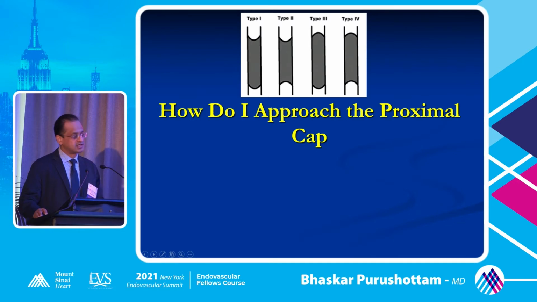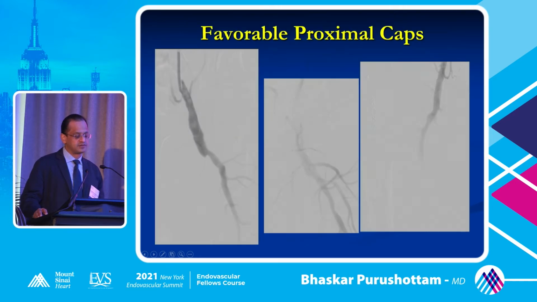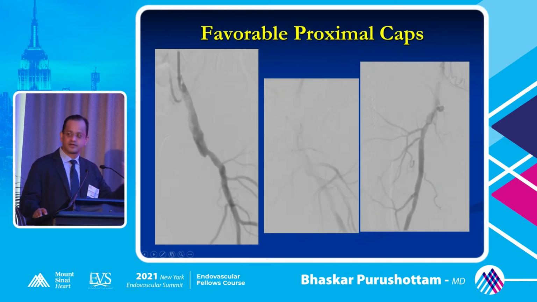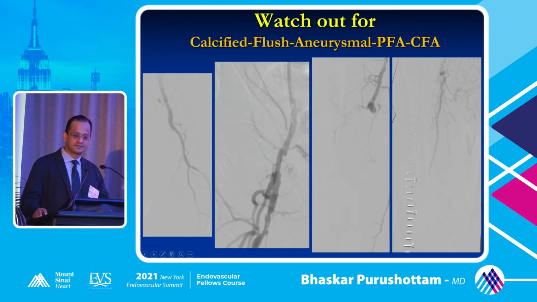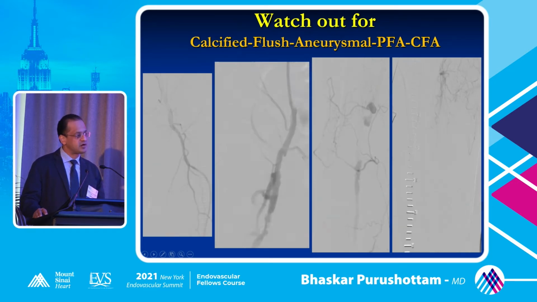So the next thing is, how do you approach the proximal cap? You see the CTOP calcification, that's what it is. But in real life, you see a whole bunch of variable options. So this is a favorable cap, nice beak, far away from collaterals, far away from the profunda. These are some unfavorable caps. So unfavorable caps are usually calcified. They are flush occluded and aneurysmal, often involving the profunda femoris and the common femoral arteries.